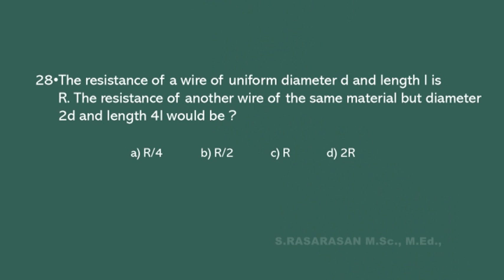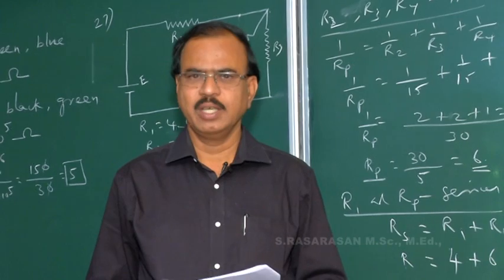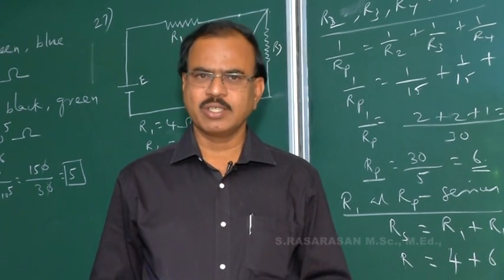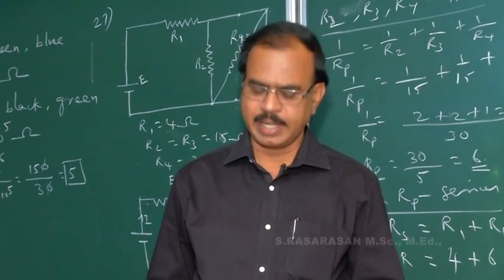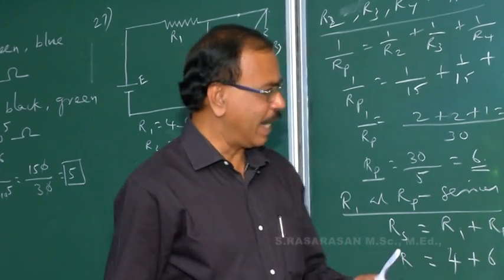Next, the resistance of a wire of uniform diameter D and length L is R. The resistance of another wire of the same material but diameter 2D and length 4L would be dash. Again, the problem is related to resistance, length, diameter. Diameter means radius, radius means cross-sectional area. Question 28.